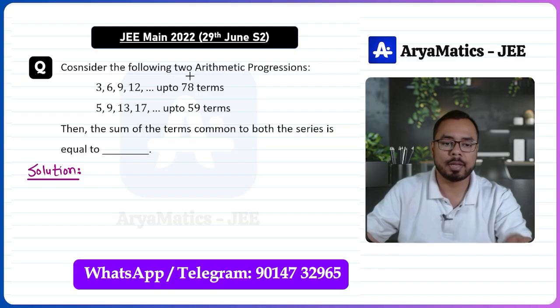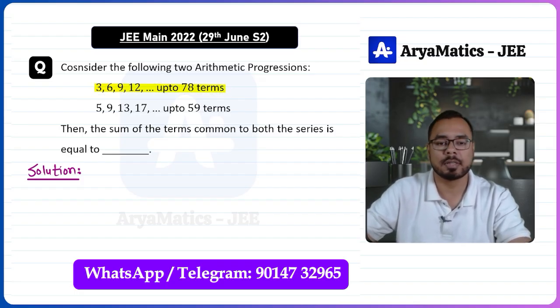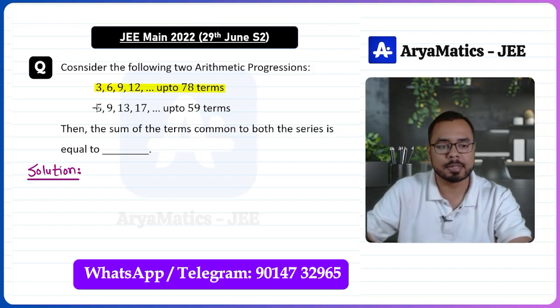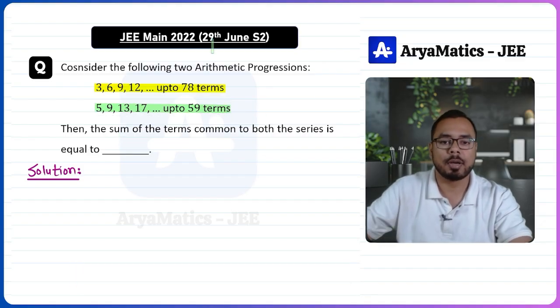Consider the following two arithmetic progressions. First one is 3, 6, 9, 12 up to 78 terms. For this AP, the first term is 3, common difference is also 3. Then we have another AP, 5, 9, 13, 17 and so on up to 59 terms. And the problem is we have to find the sum of terms which are common in both the APs.